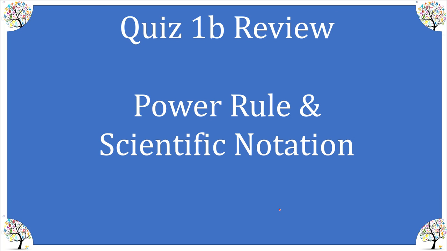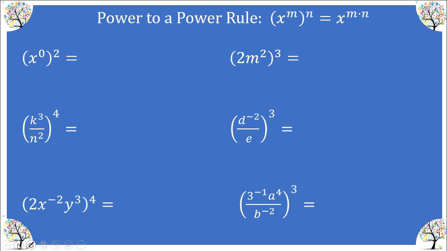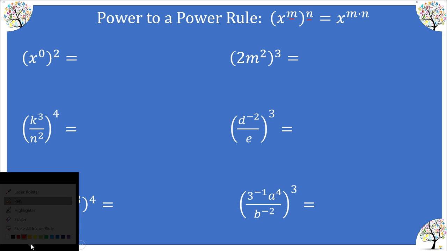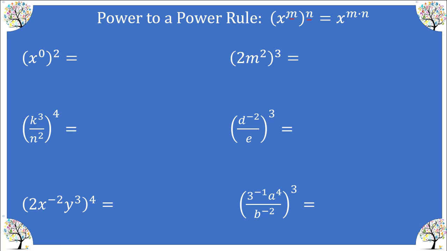Okay guys, let's review for quiz 1B, the power rule and scientific notation. So power to a power, we're going to multiply our exponents. When we have a power raised to another power, we can combine the exponents. Instead of having two, we can have a single exponent by multiplying. So here we have x, and it's 0 times 2, the outside exponent times the inside, and we get x to the 0, which we know is 1.